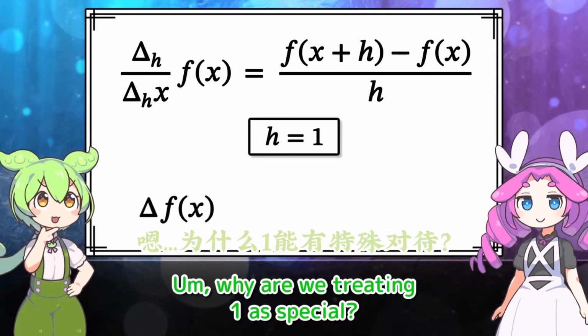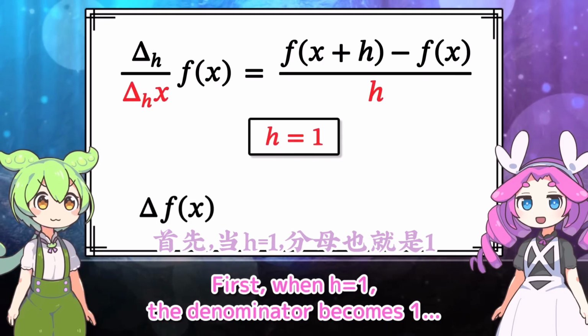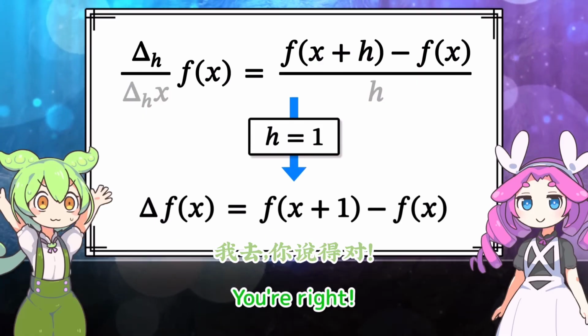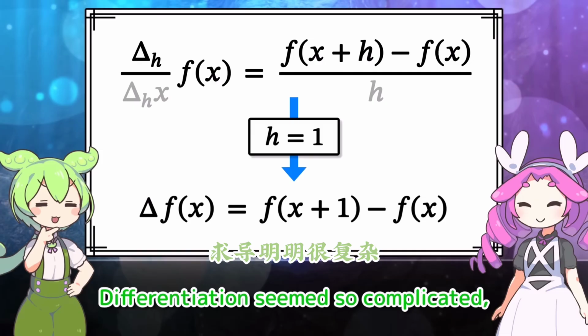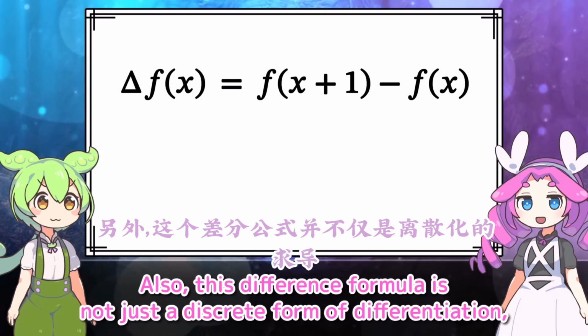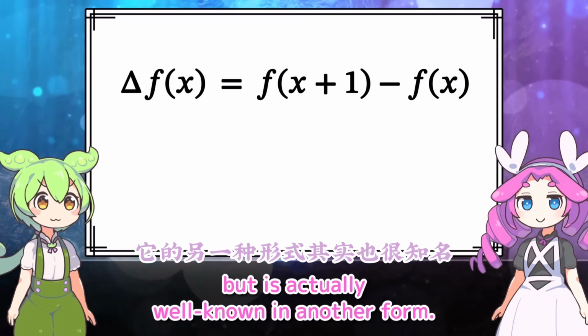Why are we treating 1 as special? That's a great question. First, when h equals 1, the denominator becomes 1. So the formula takes a very simple form. You're right! Differentiation seems so complicated, but discretizing it makes it this simple. Also, this difference formula is not just a discrete form of differentiation, but is actually well known in another form.